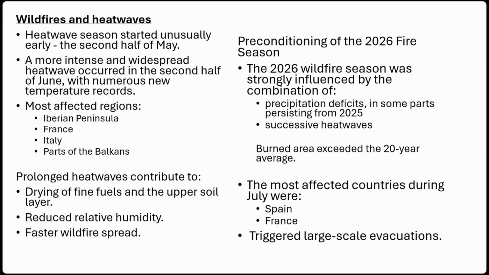The preconditioning of this fire season was, as I said, the deficit of precipitation that already persisted from 2025 in some regions of Europe, and also there were successive heat waves that occurred. The burned area so far is more than the 20-year average. And the most affected countries, as we could hear in the past few weeks, are Spain and France, where we also had quite large-scale evacuations because of the fires.